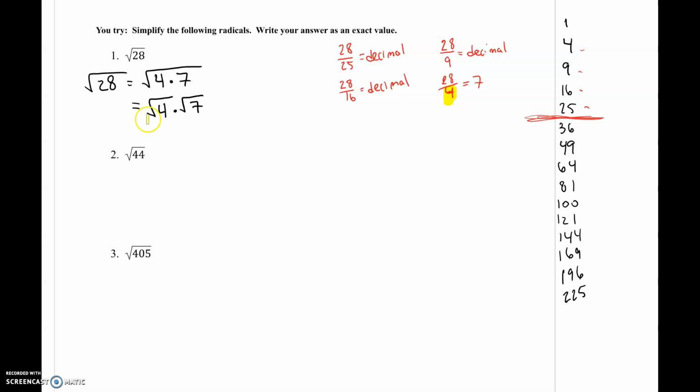But when we simplify the square root of 4, what is the square root of 4? I'm hoping you're saying 2. And then it's times the square root of 7. And that square root of 7 we cannot simplify anymore because it doesn't have any perfect square factors. So, to write our answer as an exact value, we would say that the square root of 28 equals 2 times the square root of 7.